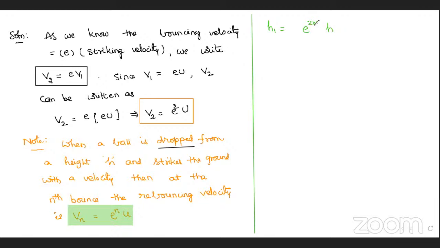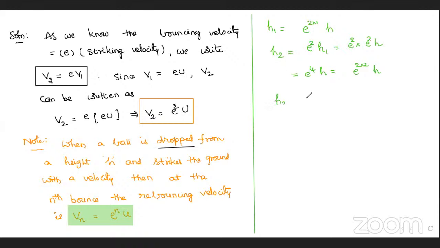Now I see how many caught my shortcut here. At the second bounce I am asking exactly. Yes, very good. H2 is e square, exactly. What you said is correct. H1 is again e square h. That is e power 4 into h. That is e power 2 into 2 into h. Is it correct at the second bounce?